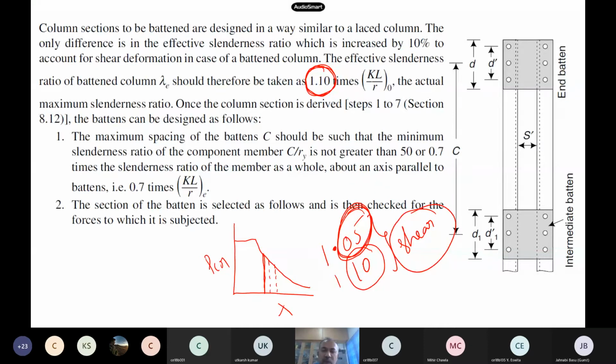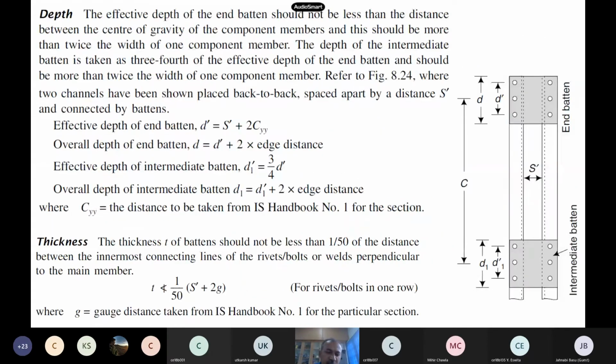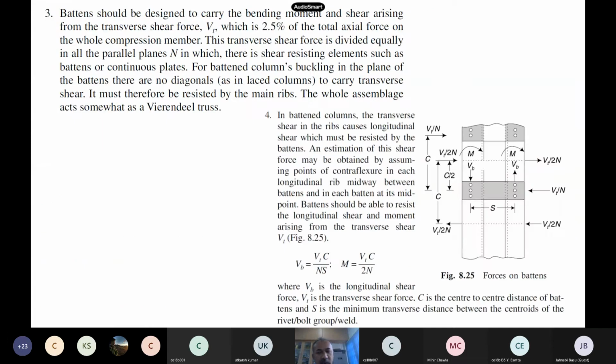And now the design: the overall depth of the batten, the effective depth of the batten, the spacing between the battens. If the spacing between the battens is too long, then this portion may buckle; local buckling may occur. So you have to choose C, D dash, and do all the checks. The design is very straightforward. What should be the depth, the spacing, the thickness, everything is given in the code itself.